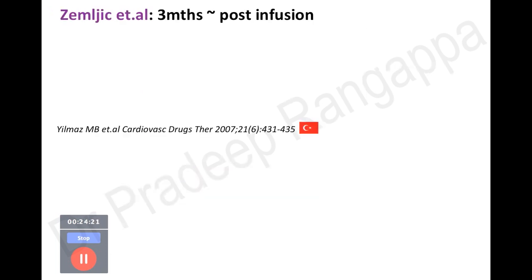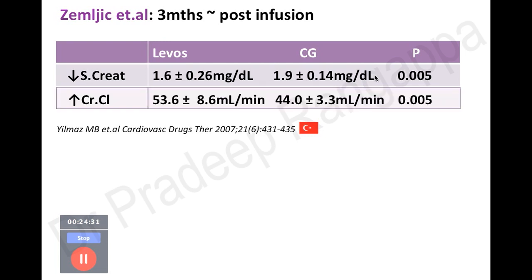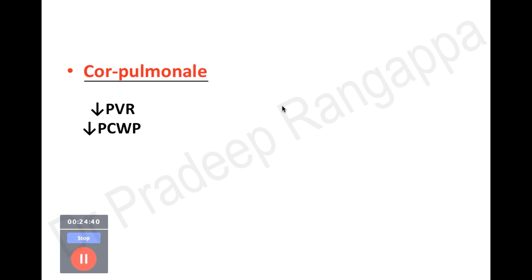So this was another Turkish study by Zemljik, where 3 months post infusion, they found the reduction in serum creatinine was better in levosimendan as compared to the control group. That was statistically significant, and there was even an increase in the creatinine clearance, 53.6 versus 44 in the control group. So that was about renal.